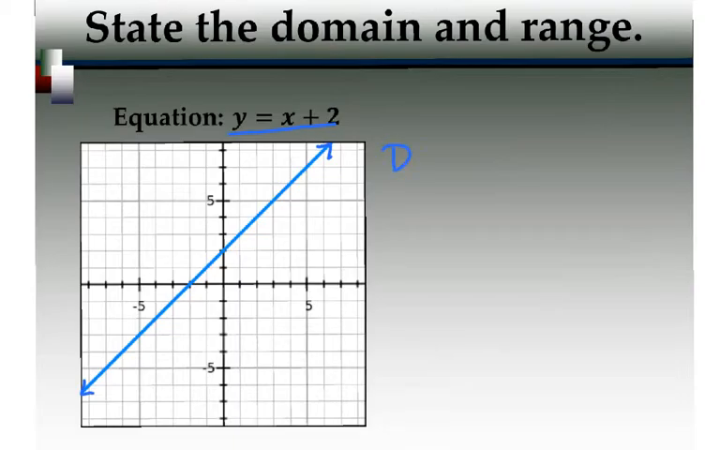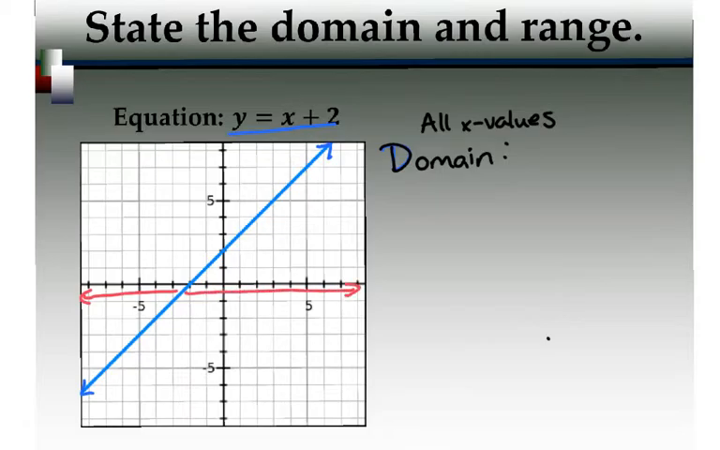So domain, I'm going to do it darker here, domain. So remember, it's all of your x values. So domain, all the possible x values is what we're going to list. And since you can see that the graph of this function goes forever in this direction and also forever in this direction, it covers the whole x-axis, or in other words, it's all real numbers.